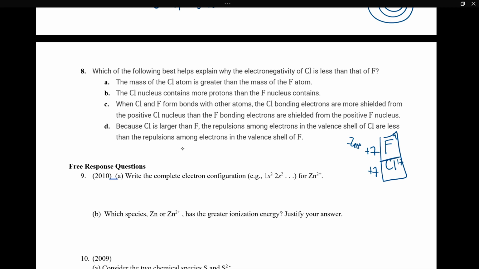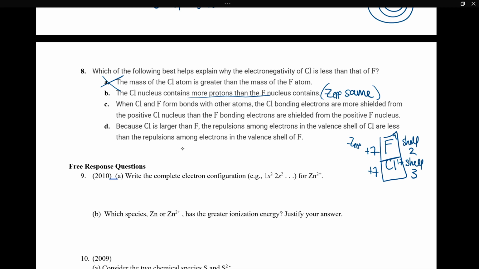But fluorine's valence electrons are in shell 2. Chlorine's are in shell 3. So the electronegativity difference is due to that difference in shell location. If we go through our answer choices, it has nothing to do with mass. The chlorine nucleus contains more protons than the fluorine nucleus. Well, that is a true statement, but it doesn't seem relevant to what's happening here because their effective nuclear charges are actually the same. So that doesn't really explain it.